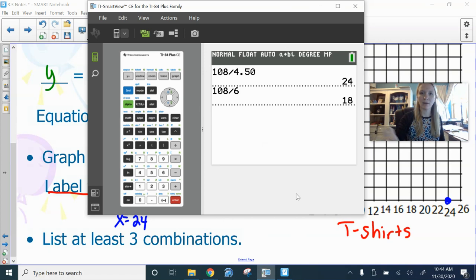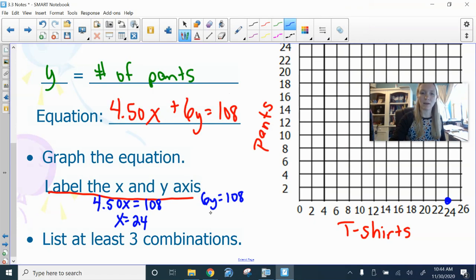Well, I'm done at 11. Okay. My y value, I would get 18. So if I only wanted to buy pants, I would buy 18 pairs of pants and no shirts. That's a lot of pants.